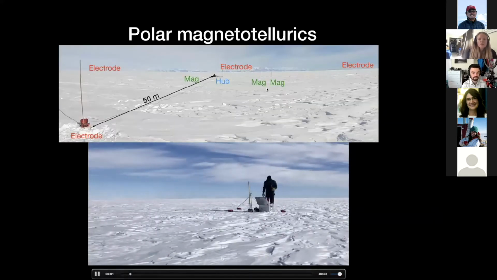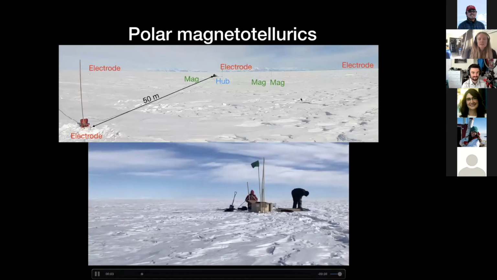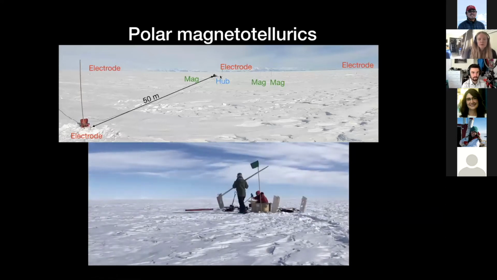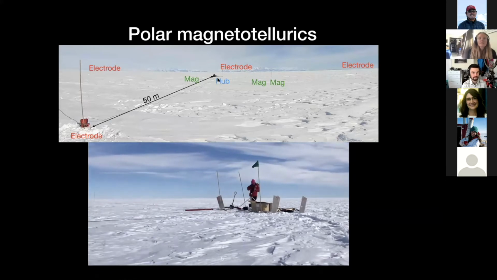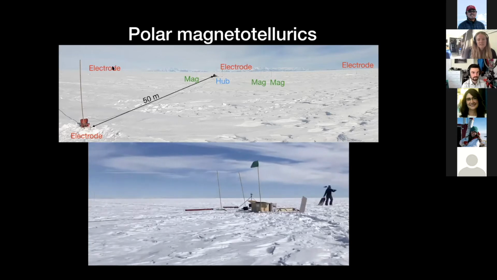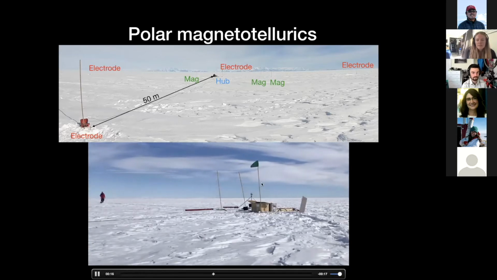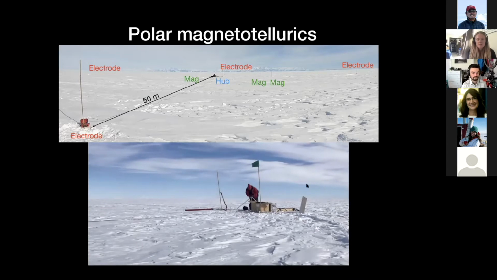And so for those unfamiliar with magnetotellurics, this is our general footprint in the field. We have our data logger hub in the middle, and then from there we spread out and bury magnetometers and electrodes in the snow. And here's just a time lapse of us deploying a station. For the sake of time, I'll move forward.